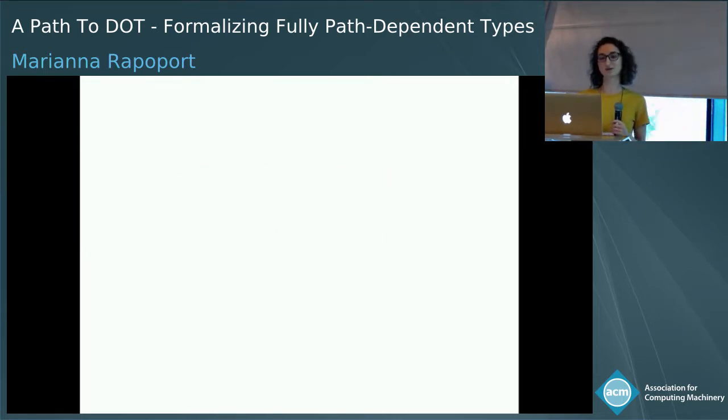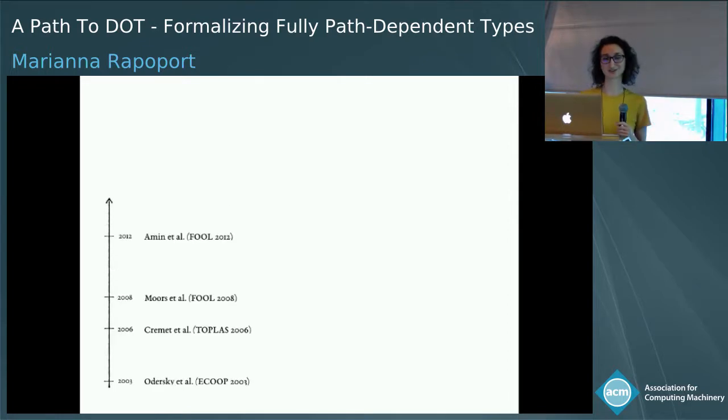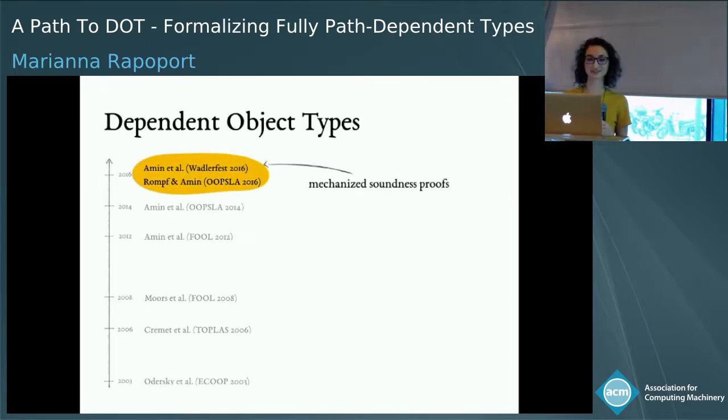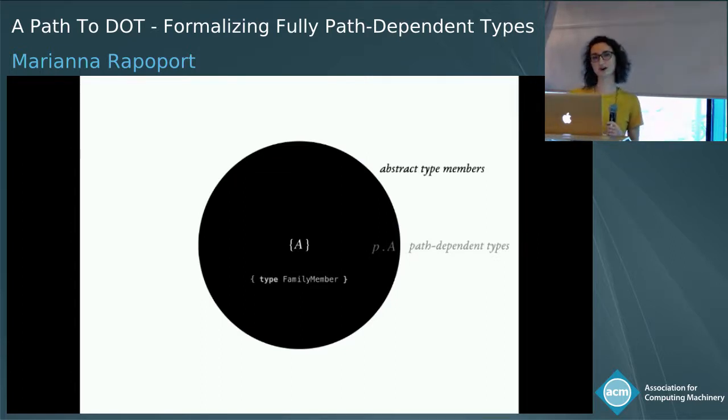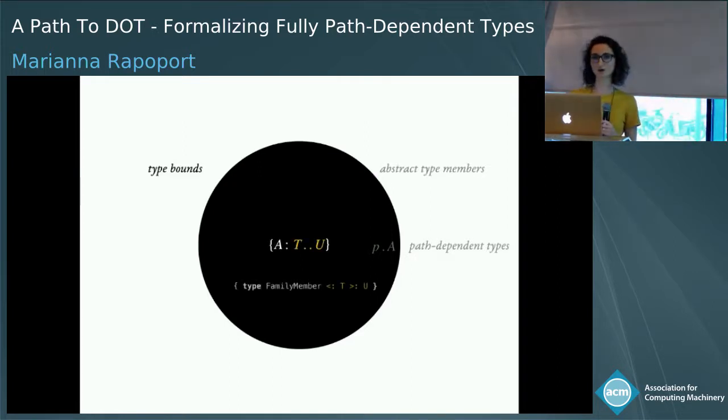In fact, after a decade of search for a sound formalization, that formalization appeared only in the last couple of years in a calculus called DOT, which stands for dependent object types. DOT formalizes these path-dependent types, which are just a way of referencing abstract type members that Scala can have. Both DOT and Scala allow these type members to be declared with custom lower and upper subtyping bounds. This is what makes this feature really tricky, but also really expressive.